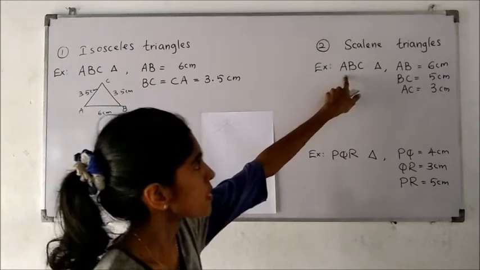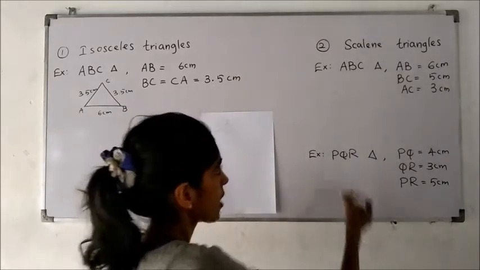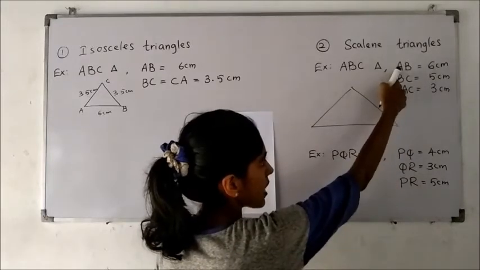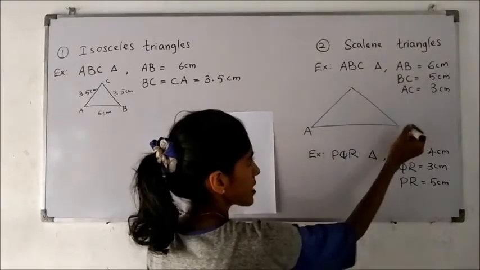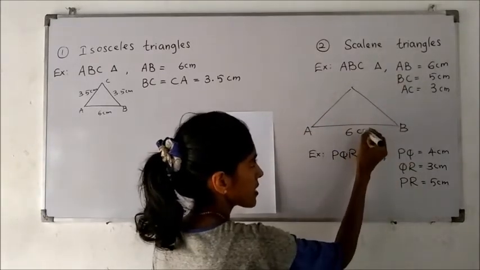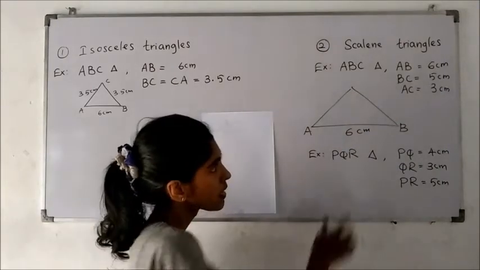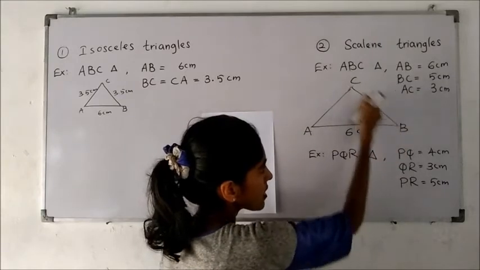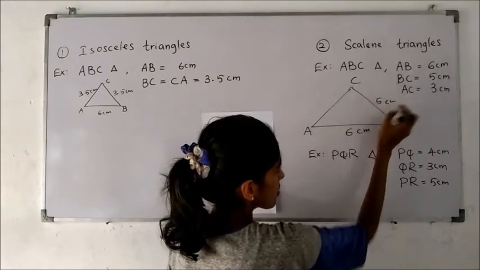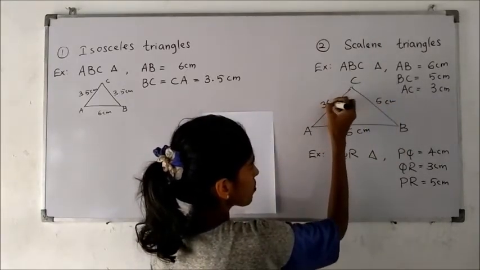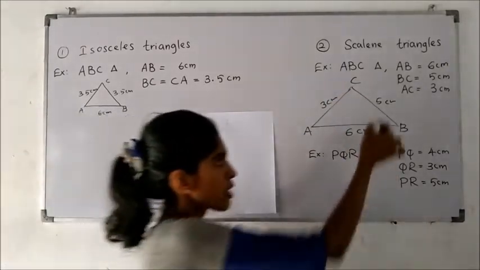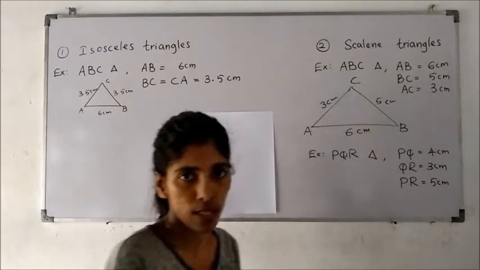Okay, what is the name of the triangle? ABC. I am drawing a small rough sketch. ABC. AB side is 6. I am taking this down side as AB. It is 6 centimeters. Okay, then point C should be here, no, up. BC, this side should be 5 centimeters. AC side should be 3 centimeters. This is my rough diagram. If you want, you can draw the arc segments with the pencil also.